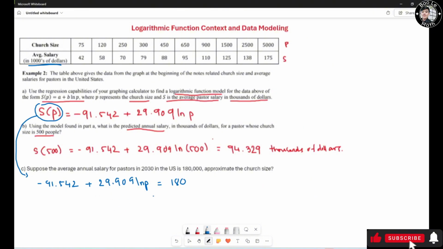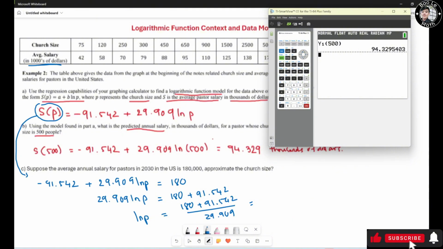So I'm going to add 91.542 to both sides, right? So it could be 29.909 natural log of P equals 180 plus 91.542. And then I'm going to divide both sides by 29.909, right? To solve for natural log of P. So it could be 180 plus 91.542 divided by 29.909, right? So I'm going to pull up the calculator.